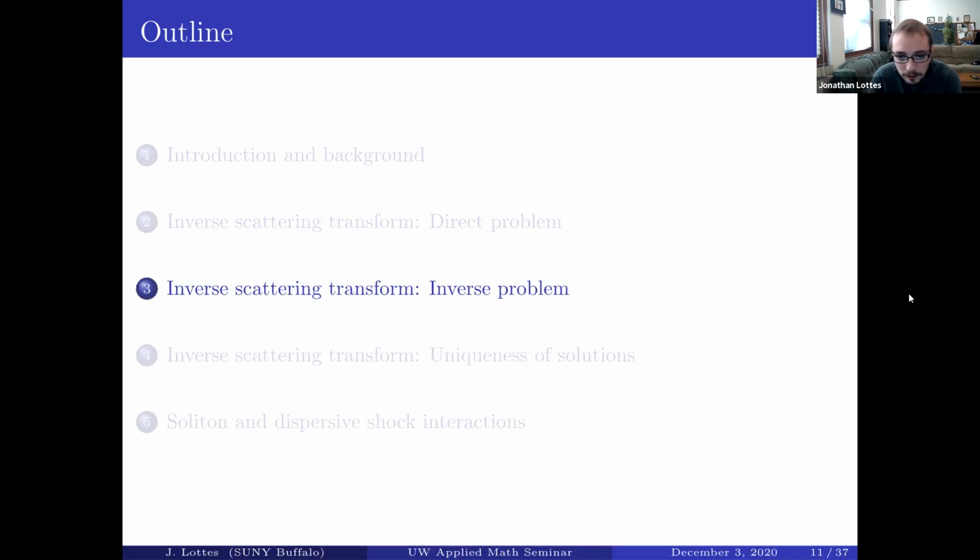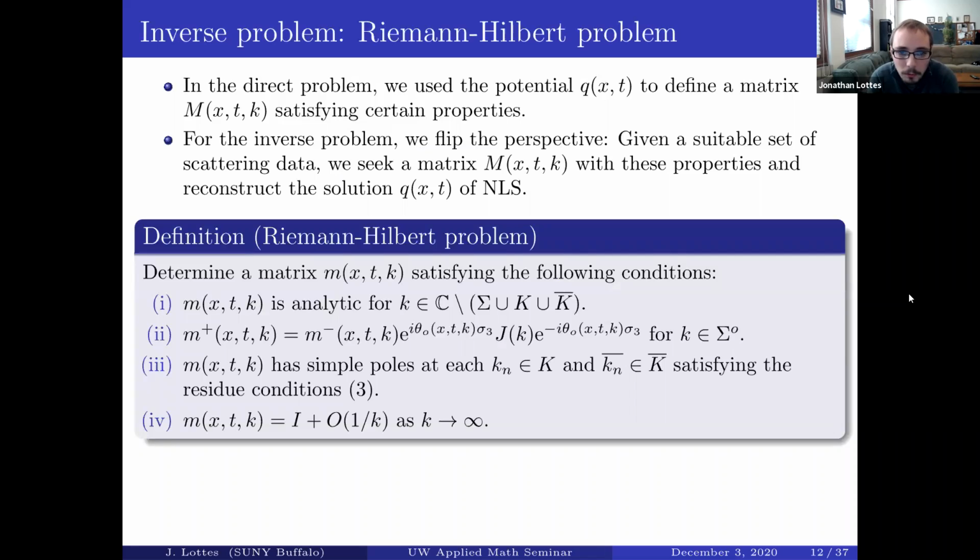So now we can move on to the inverse problem, which we'll formulate as a Riemann-Hilbert problem. We saw in the direct problem that we used this potential Q of x,t to define this matrix M that satisfied certain properties. Now for the inverse problem, we change perspective. The thought process is, if we're given a suitable set of scattering data, can we find a matrix M that has these properties? And then from that matrix M, can we reconstruct a solution of NLS?